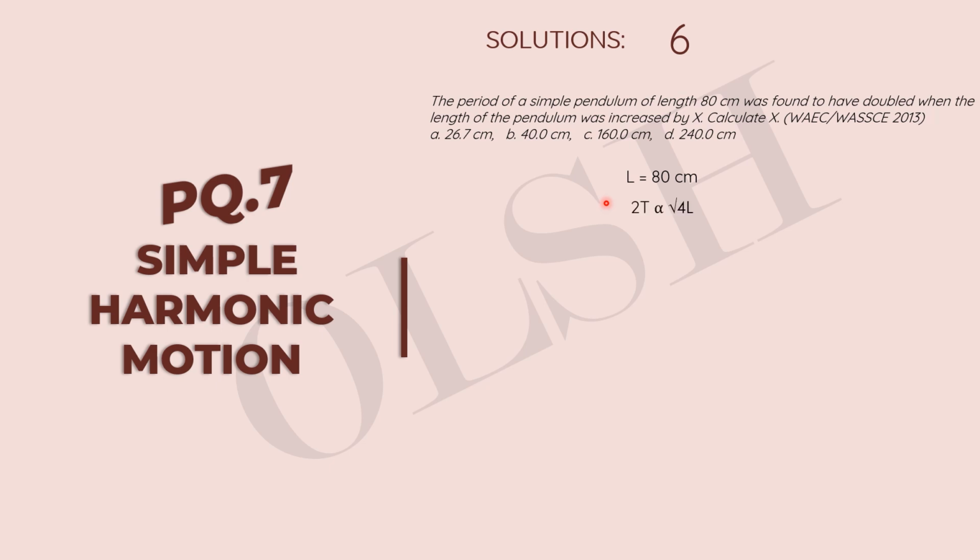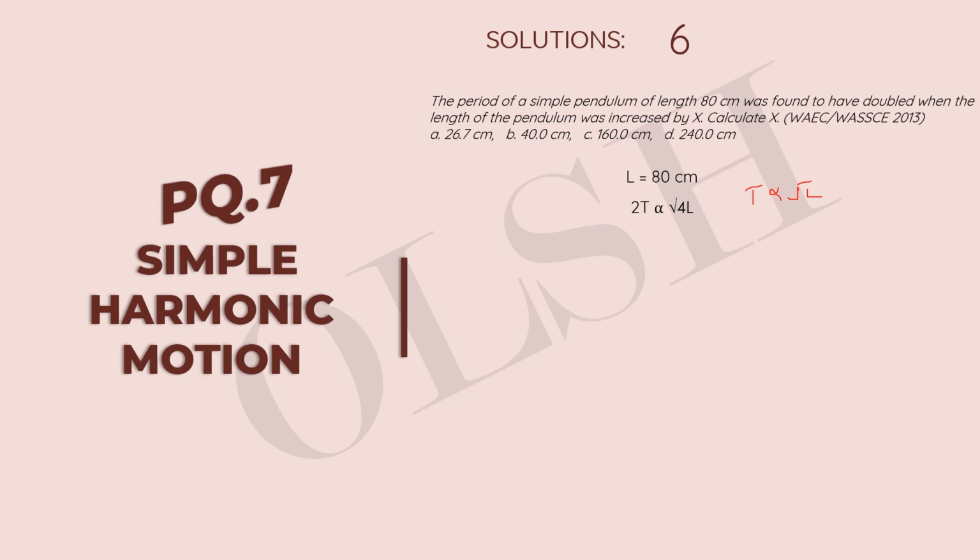So we will bring out the proportionality of T and L, but in this case the period doubles. The question says the period of a simple pendulum of length 80 cm was found to have doubled. So this period has doubled. Remember, this whole equation starts with T, with the proportionality sign, root L. Now if this doubles, what happens to this side? If we put 2 on this side of the proportionality, we have to put 2 on this other side of the proportionality.